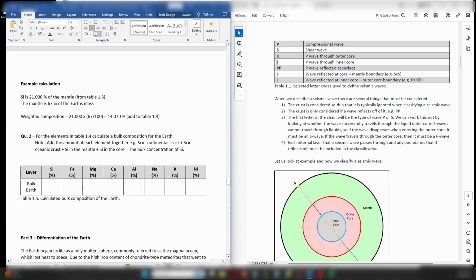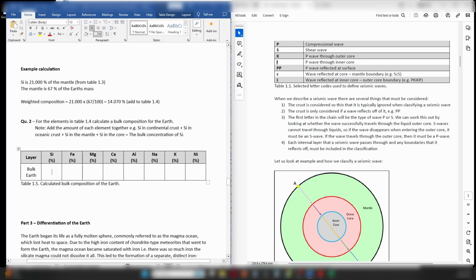And so in question 2, what we're going to do is produce a bulk Earth just for the 8 elements that we are looking at here. So we've got silicon, iron, magnesium, calcium, aluminum, sodium, potassium, and nickel. And so how are we going to do that? Well, we're just simply going to add together the amount of each element in the 4 layers.